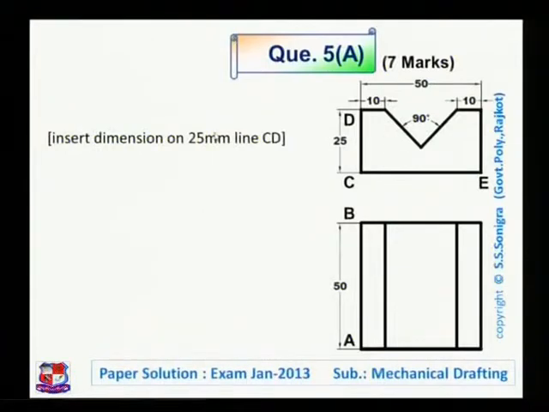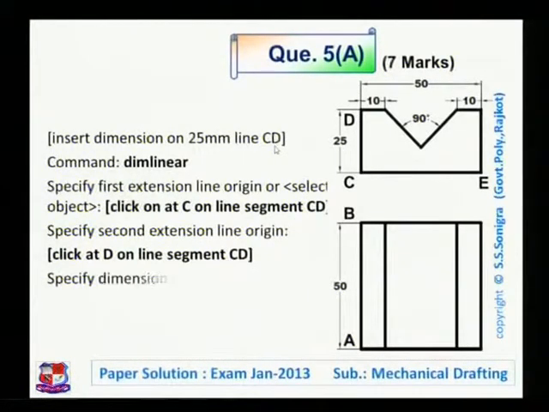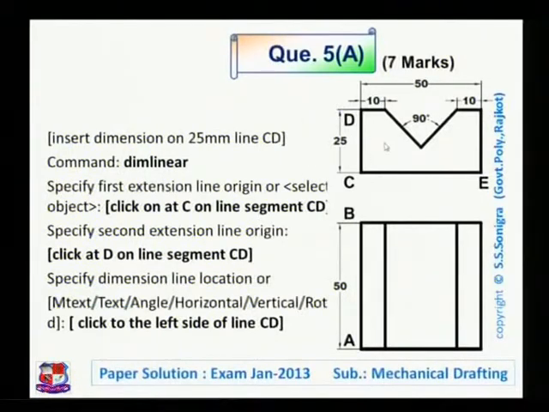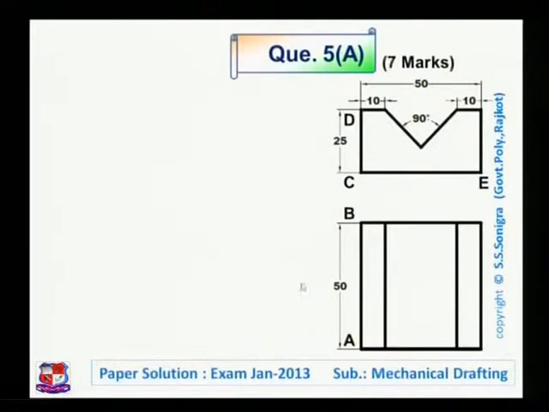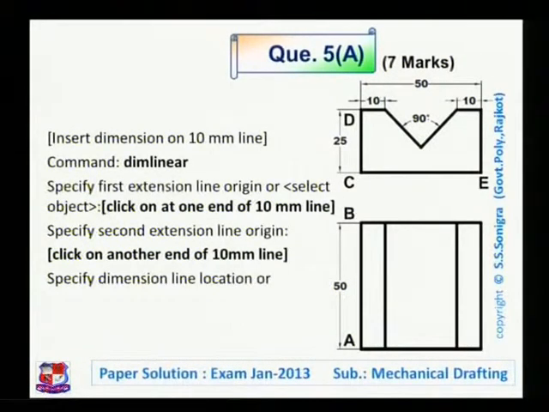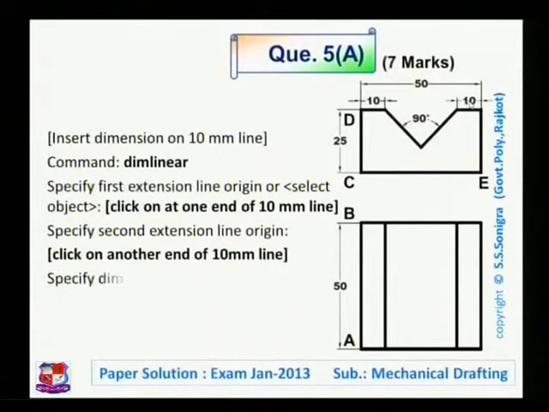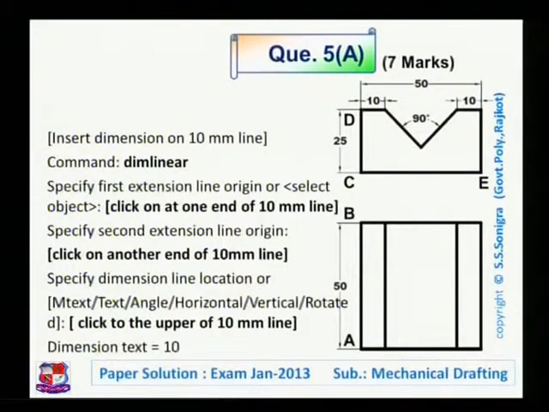Similarly, the 25 mm line CD can be dimensioned in this drawing by this command, dim linear. Click on CD at C, then click on CD at D, click on the left side of CD, and it will insert the dimension of 25 mm to the left side of CD somewhere here. Similarly, we can insert this 10 mm dimension with this command like this, and this other 10 mm dimension with this command like this.